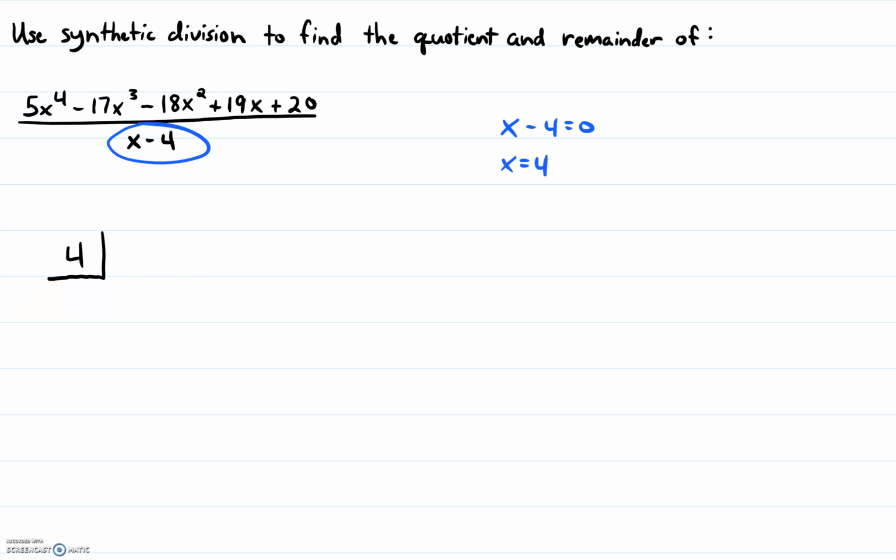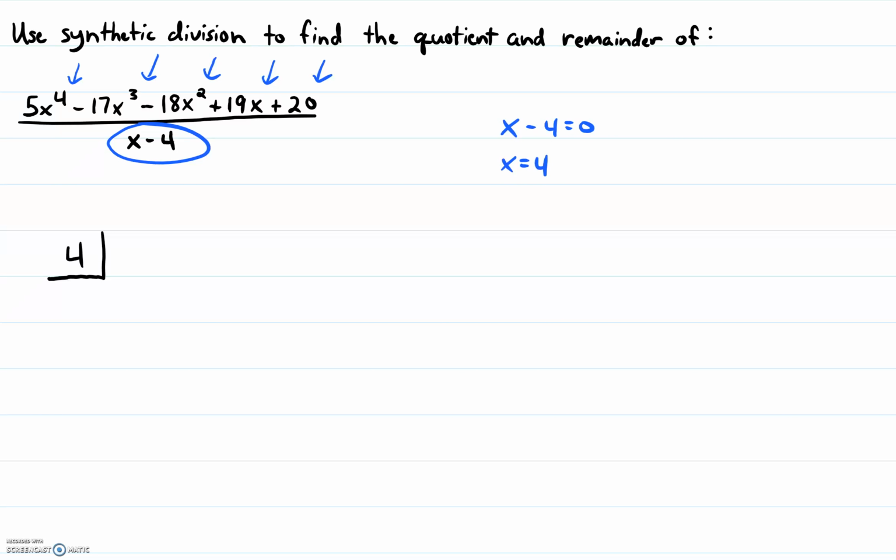So now what we need to do is be sure that we have all powers of x present from our highest down to 1 or 0 really. So we have x to the 4, x to the 3, x to the 2, x to the 1, and then x to the 0, or just the constant term, whichever way you want to think of it. So everything is present, so we don't need to add in any 0 placeholders. So now we're good to go.